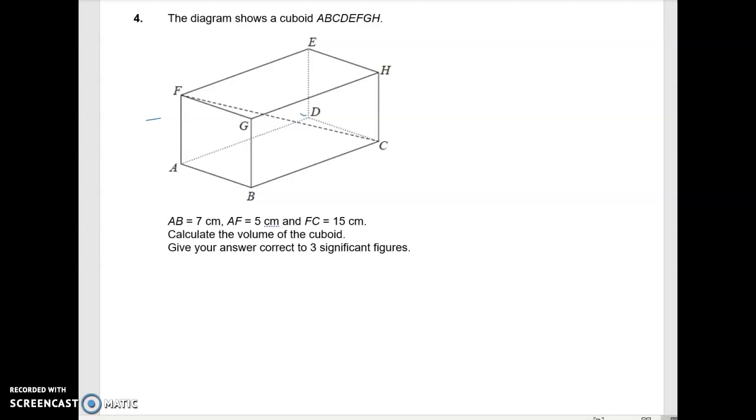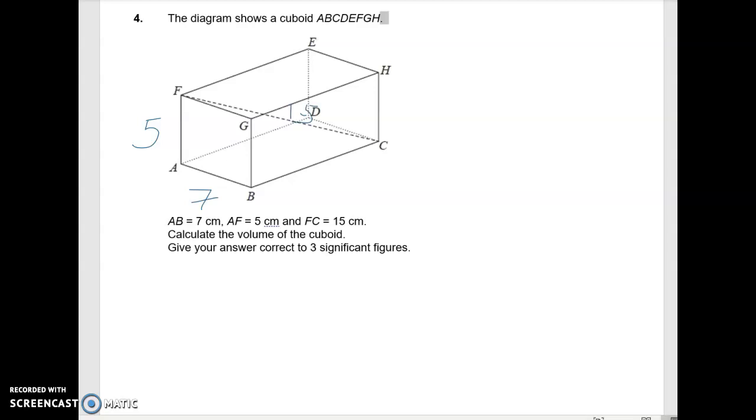So we have this 3D shape and we have to work out the volume of the cuboid. They've given us a bit of information which we can put into the diagram. We know that A to B is 7, so we'll write that in. We know that A to F is 5, and we know the diagonal F to C is 15.